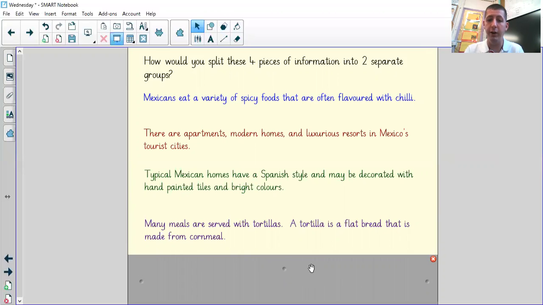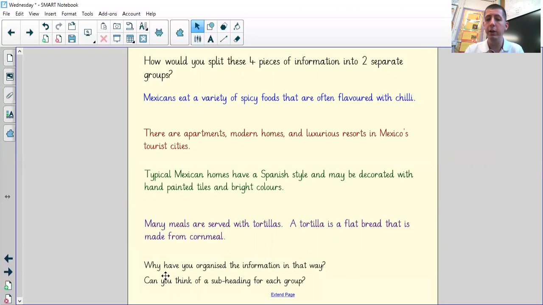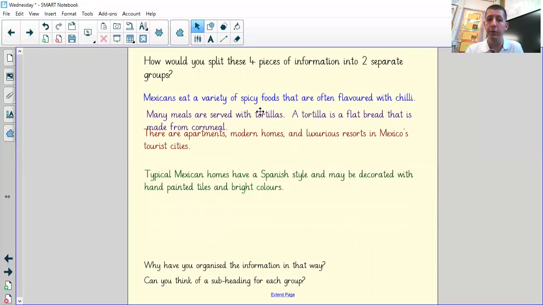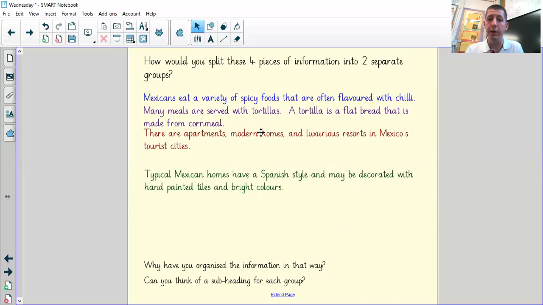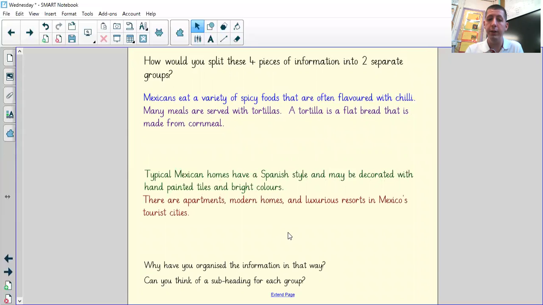Now that you've had a chance to think, I wonder if you can explain why you've organised the information in that way, and can you think of a subheading to go for each group? Now I'm hoping that you put the blue sentence along with the purple sentence. So I'm going to move that there now. And I'm hoping that you put the brown sentence along with the green sentence. I wonder why I've sorted the information in that way. Well, if you look at the blue and the purple sentences, they're all to do with Mexican food, about what people in Mexico might like to eat. So it's talking about spicy foods, chili, tortillas.